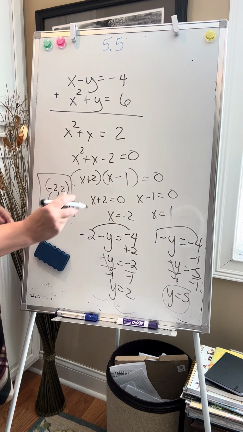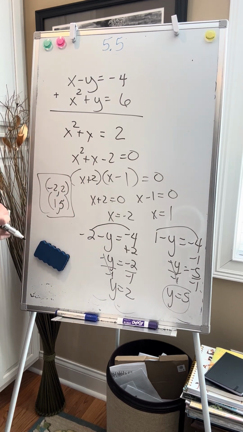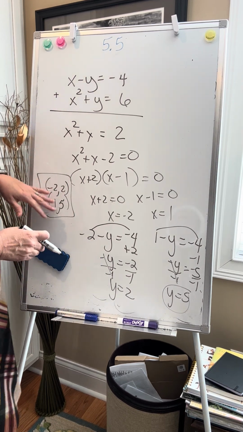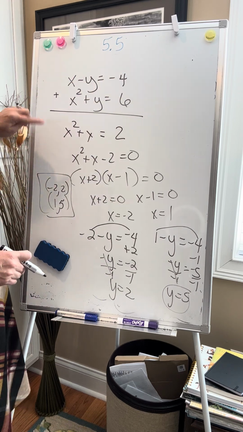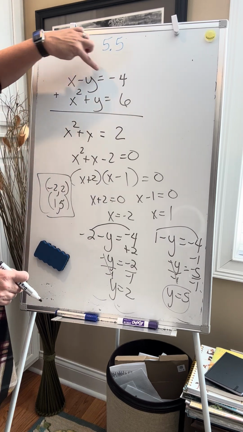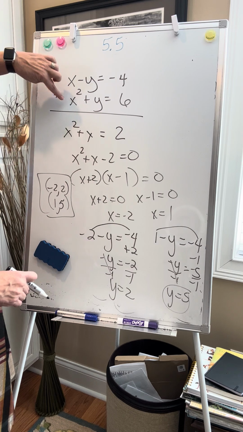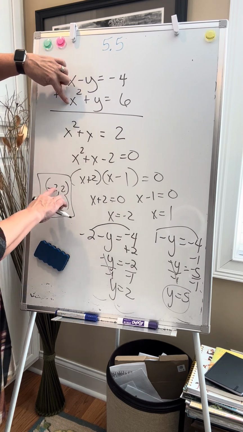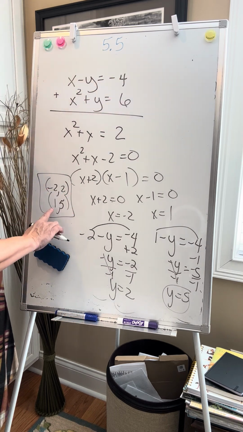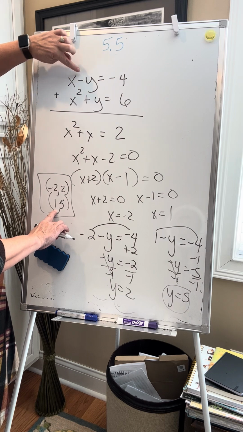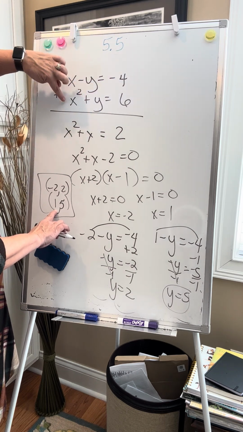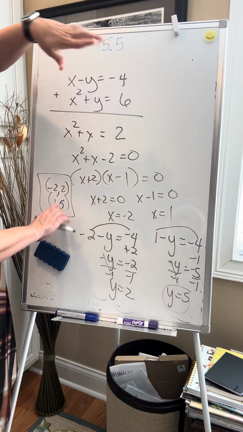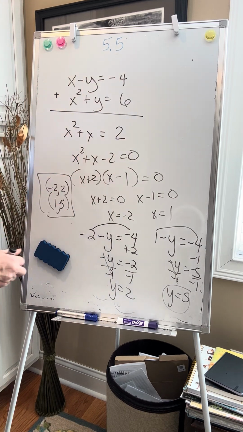And again, to know for sure those are truly the right answers, to check your work, you can plug those back into the original equation. Notice negative 2 minus 2 is negative 4. Negative 2 squared would be 4, plus 2 is 6. Then checking 1 and 5. 1 minus 5 is negative 4. 1 squared plus 5 is 6. Both of those check out.